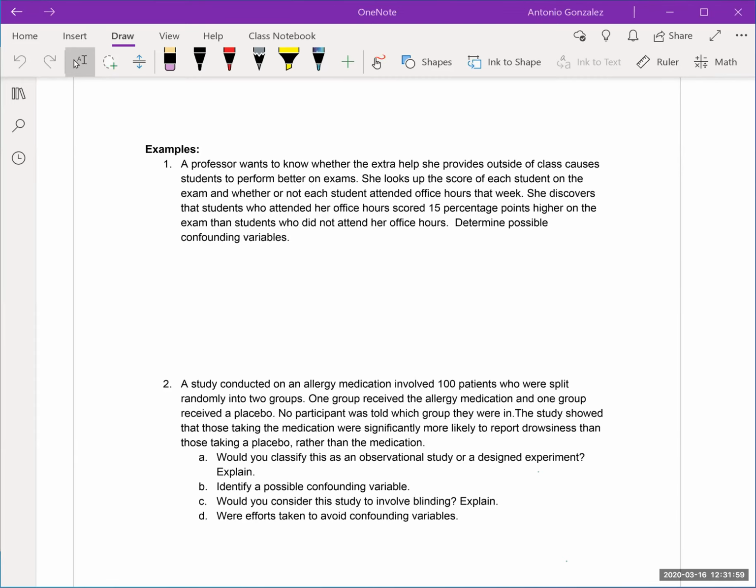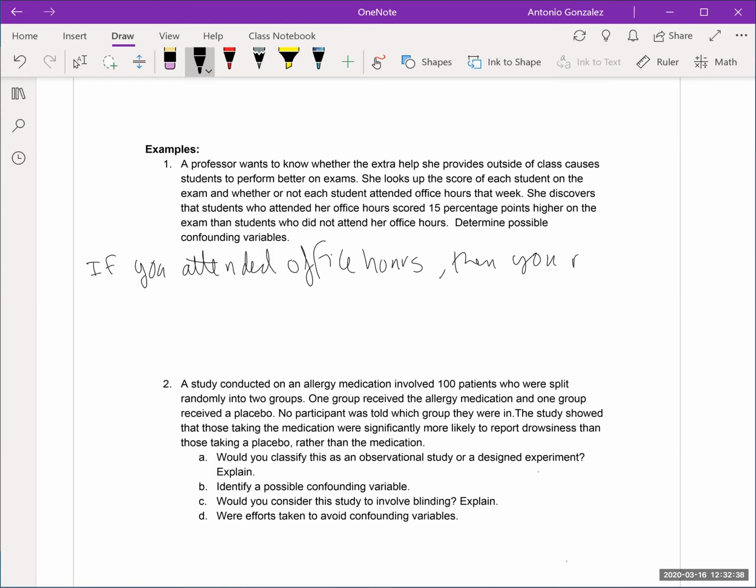Okay. What do you guys think? Any responses here for any confounding variables, something we are not taking into account? So that was the conclusion. Yeah, they did better. So here, I guess the conclusion that we want to make is, if you attended office hours, then you received a higher grade.